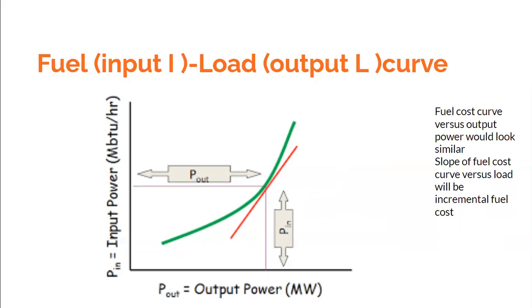So this typical input versus output curve would help us calculate what is known as the incremental fuel cost. Suppose instead of plotting the input power, I calculate the corresponding fuel cost for that input power and put it on the y-axis, and the corresponding load, or the output power, on the x-axis, then what you'll have is a similar curve, a fuel cost versus load curve. And if you take the slope of that, that would be called the incremental fuel cost, right?